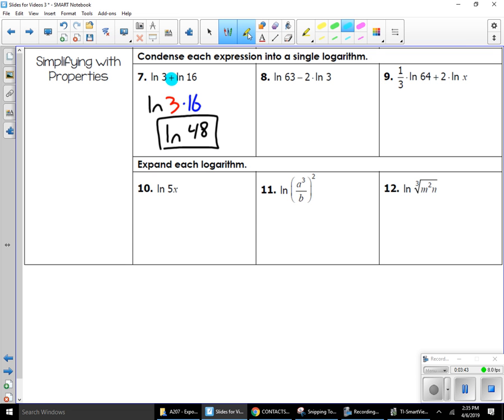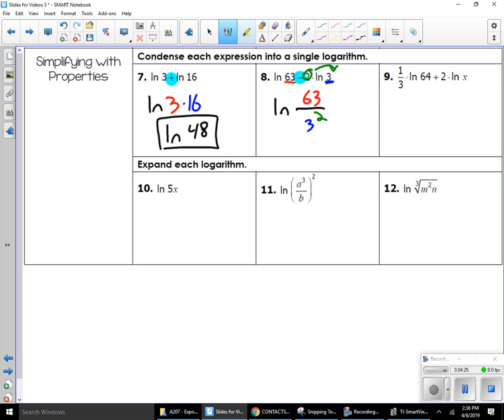A little bit extra going on here in number 8. Note that I have a subtraction on the outside, and I also have this 2. So there are actually 2 properties here. Subtraction on the outside becomes division on the inside, and coefficients become powers. So this whole thing will be ln of, we'll let that 3 be blue, 3 squared. Sorry, that should be in the denominator. 3 squared, and we'll let that 63 be red. That should be in the numerator.